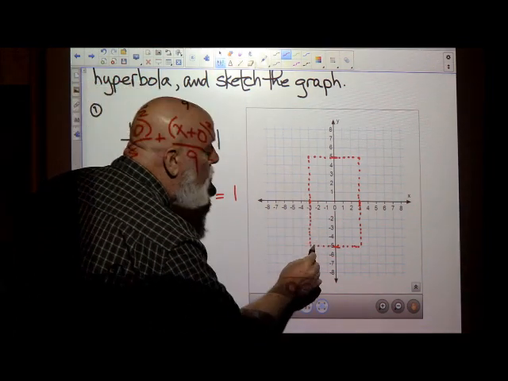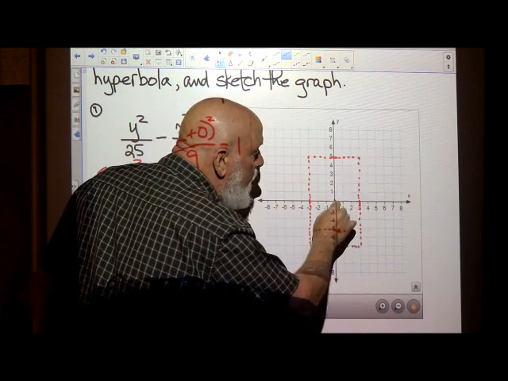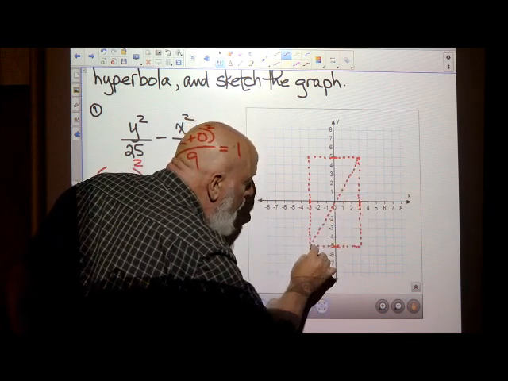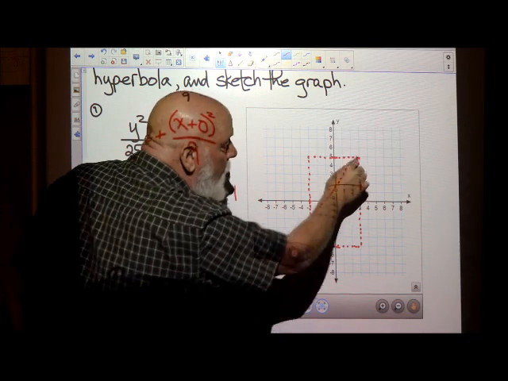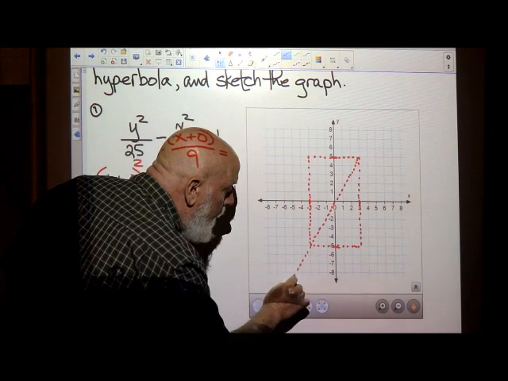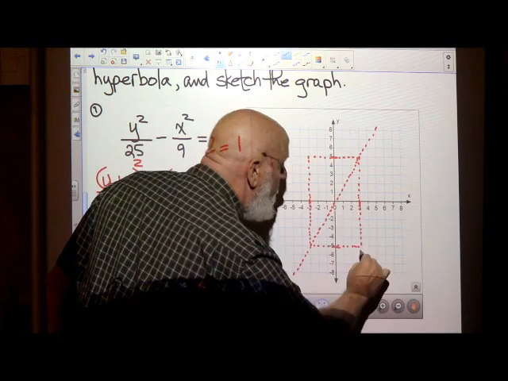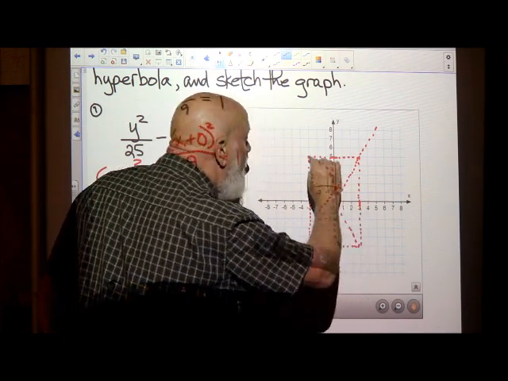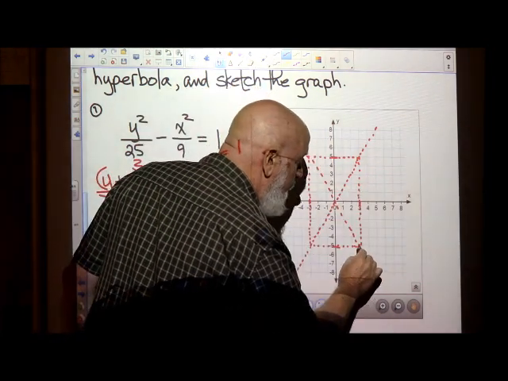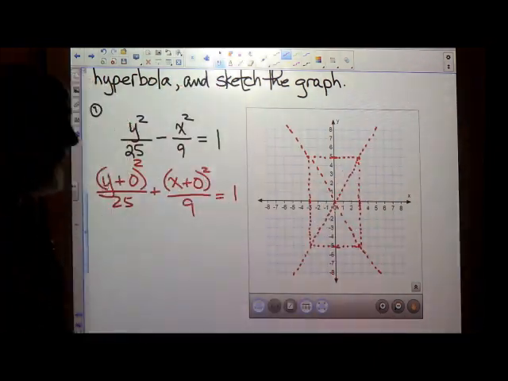And from here, I'm going to draw the diagonals of the rectangle. They're going to go through the center of the hyperbola there. And I'm going to extend these diagonals. They go from corner to corner. That's the diagonal. I'm going to extend them outside the rectangle in both directions. And here's the other diagonal. I'm going to extend it beyond the rectangle all the way to the edge of my graph. And these little lines right here are called our asymptotes.